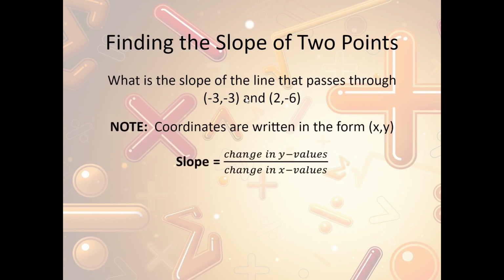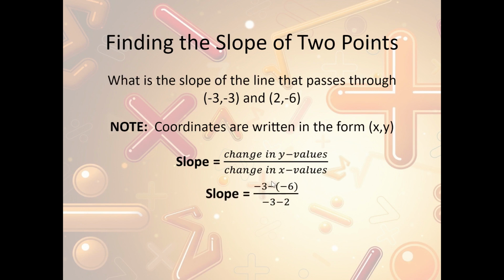So I'm going to calculate that by subtracting my y values first, so negative 3 minus negative 6. And then I'm going to subtract my x values, which is negative 3 minus 2. So I get negative 3 minus negative 6 and negative 3 minus 2.